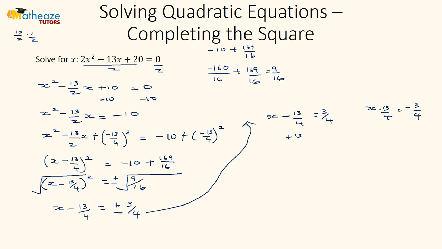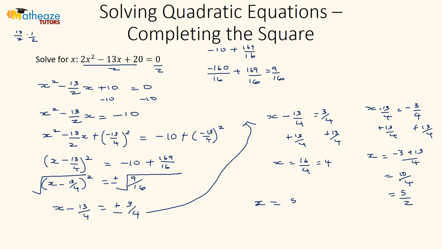So we're going to add 13 over 4 to both sides. So x here is going to be 16 over 4, which is equal to 4. And then in this case, we're going to add 13 over 4 to both sides. So x is equal to minus 3 plus 13 over 4, which is 10 over 4. That's going to give us 5 over 2. So the values of x would be 5 over 2 and 4.